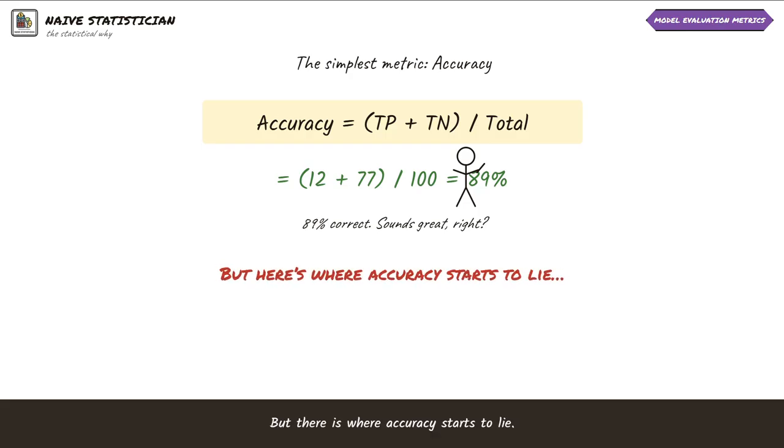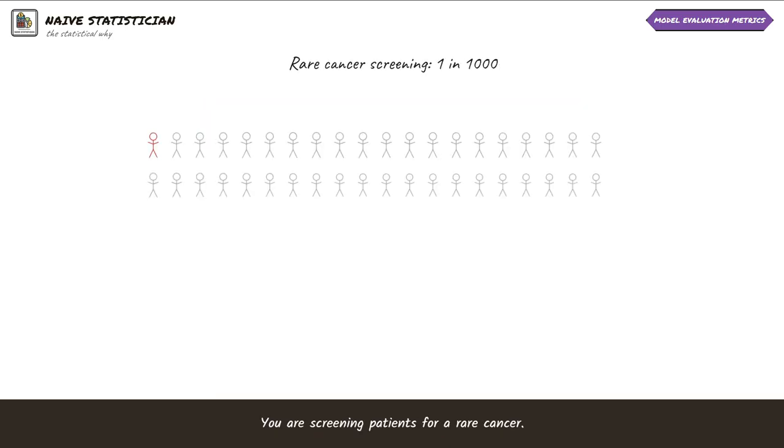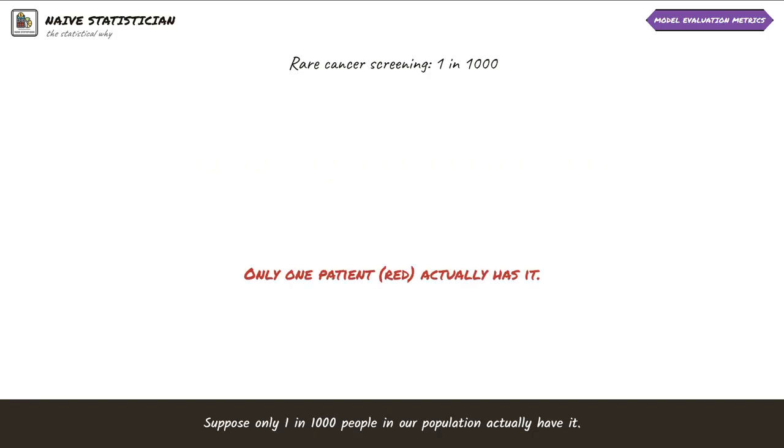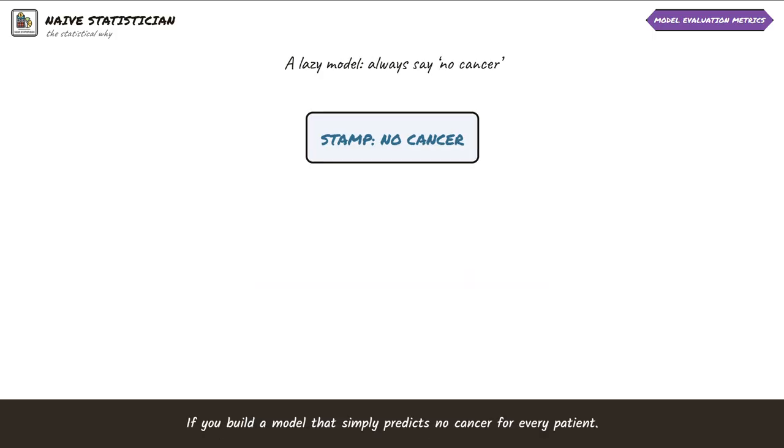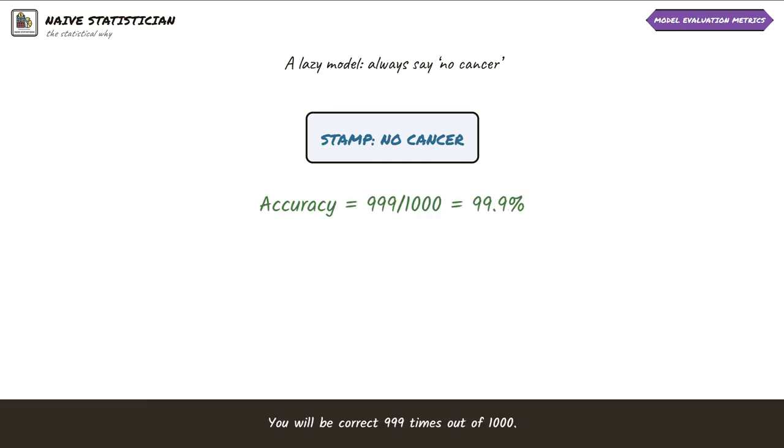But here is where accuracy starts to lie. Imagine a different problem. You are screening patients for a rare cancer. Suppose only 1 in 1,000 people in our population actually have it. If you build a model that simply predicts no cancer for every patient, never flags anyone, you will be correct 999 times out of 1,000. Your accuracy is 99.9%. That sounds spectacular, but the model is completely useless.